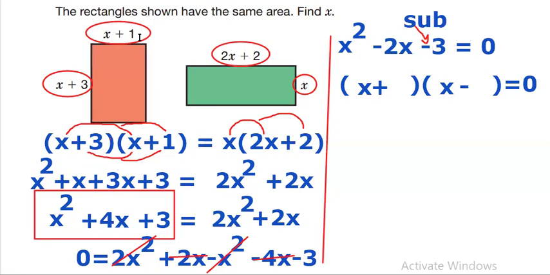Now, I want two numbers. When you multiply them, you get 3. When you subtract them, you get 2. And the sign next to the 2 means the bigger number should be negative. The bigger number should be negative. So the numbers that we're talking about are what? Very good. The numbers are 3 and 1.